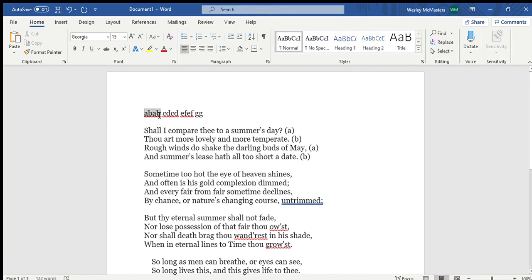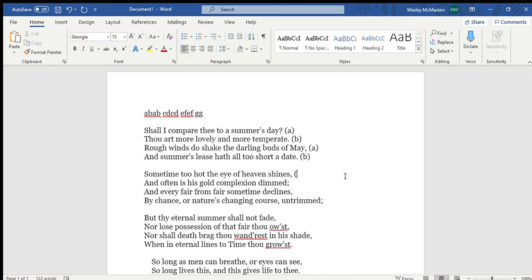This first quatrain is represented with A, B, A, B, and you can guess which words rhyme, right? The A line and the B line. So, shall I compare thee to a summer's day? The ending sound, day, is marked by A and rhymes with the third line, rough winds do shake the darling buds of May, day and May. You see that the B's, too, repeat, and those are the rhyming words on the second and fourth lines. Thou art more lovely and more temperate, and summer's leaf hath all too short a date. So temperate and date are the rhyming words there in that scheme.